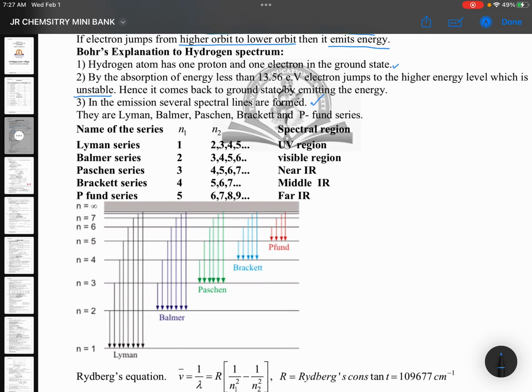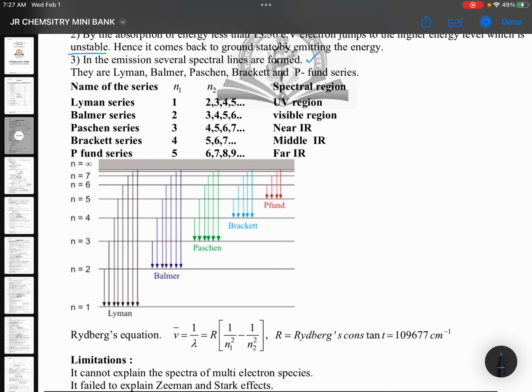What do you mean by Lyman series? When electron comes from any energy level to first energy level, that's called Lyman series in the UV region. From any to second level, Balmer series in the visible region. Any to third level is Paschen series in the near IR region. This is IR region. This is far IR region.